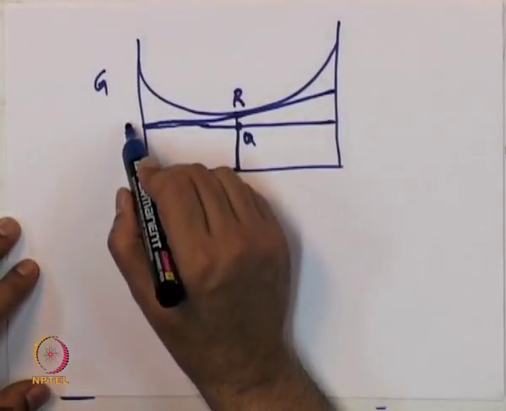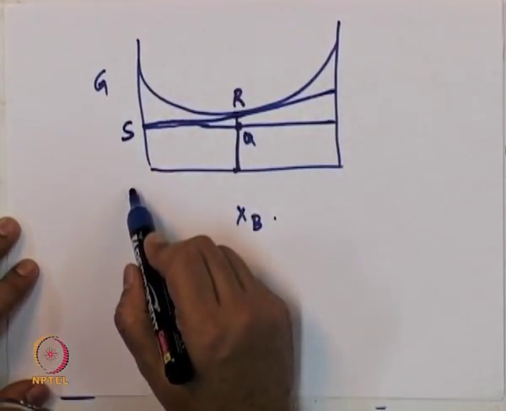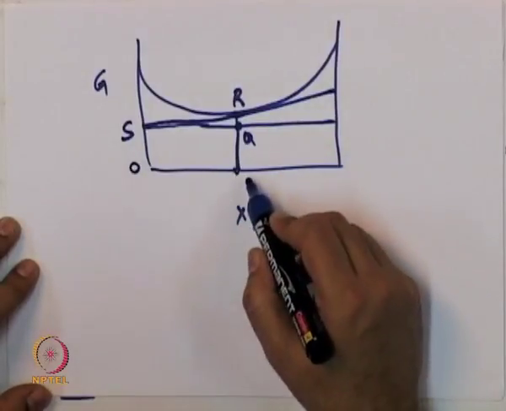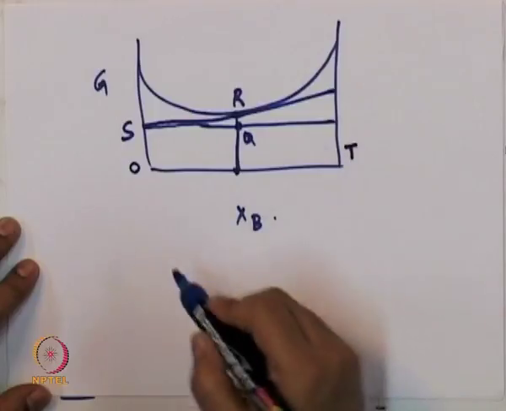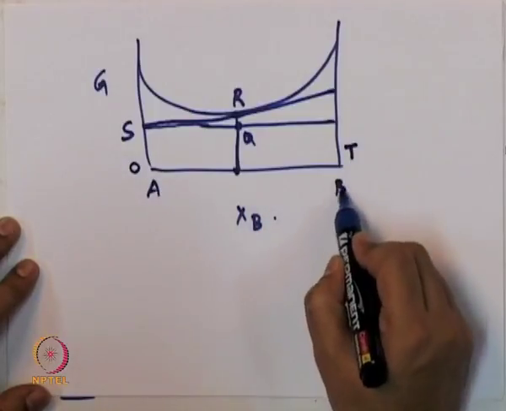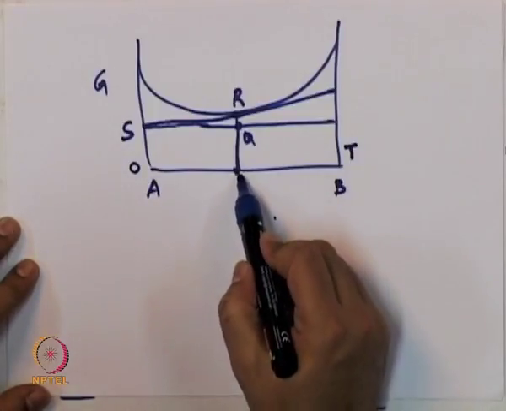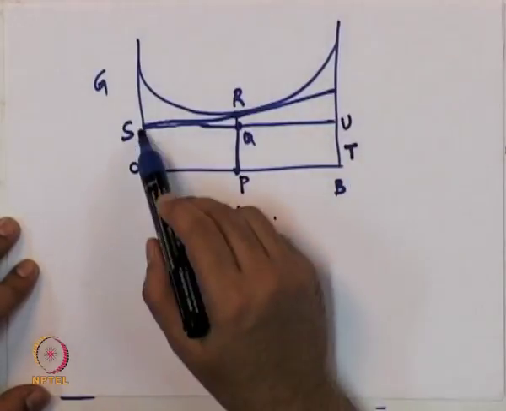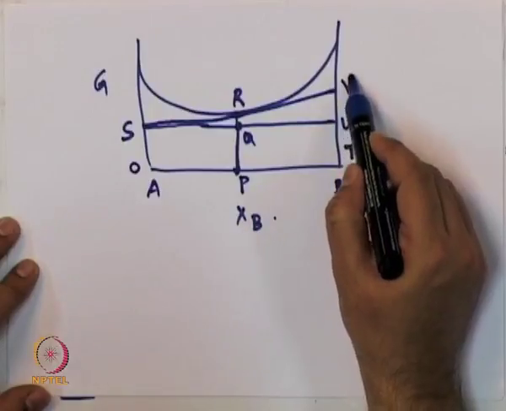So let me call this point S, this point O, which is pure A, this is P, and this is T. So this is pure A, this is pure B. So I have the points O P T, then S Q U, and then S R V.